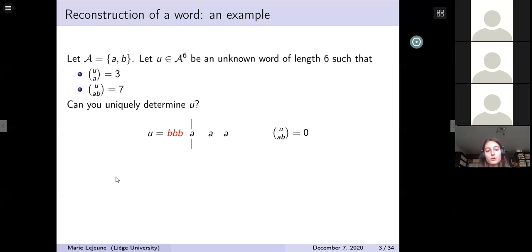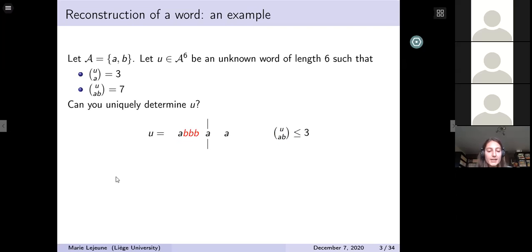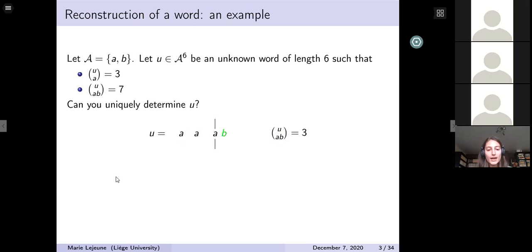First, I cannot put all the B's before the first A, because otherwise I won't have any occurrence of AB. I cannot put all the B's somewhere before the second A, because otherwise I will have at most 3 occurrences of AB, and the 3 occurrences appear if I put all the B's rightmost before the second A. For the same reason, I cannot put all the B's before the last A, so I have to put at least 1 occurrence of B after the last A. And this B will contribute for 3 occurrences of AB.